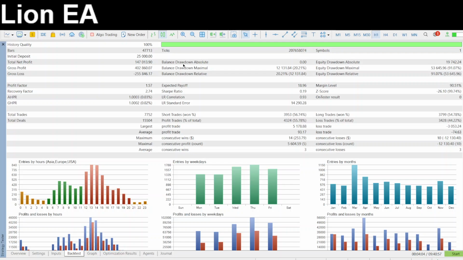This is what happened. You can see here the initial deposit was 25k. We made a total net profit of 147. I keep mixing up gross and net. Sorry, I'm a business student. I'm not supposed to be doing that. Right? The profit factor was 1.57. Now you're watching the profit and watching the loss.